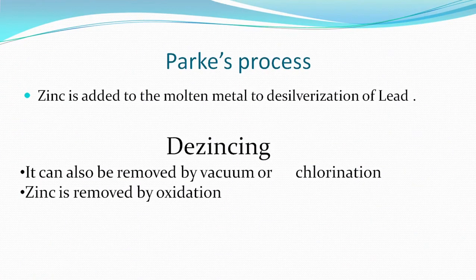The next is the Parkes process. What is the Parkes process? Zinc is added to the molten metal, so silver is removed. That is called desilverization. Next is dezinking. By vacuum or by using chlorine, zinc is removed from the process.